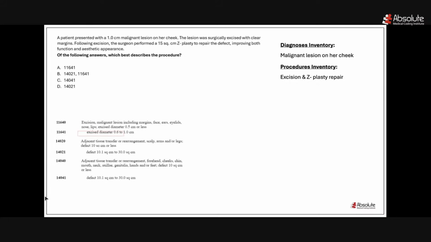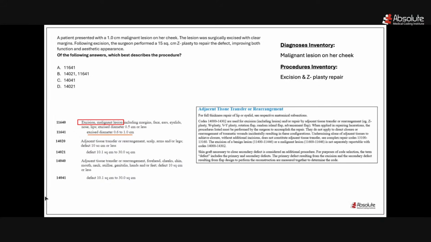Option 11641, that is option A, is coding for excision of a malignant lesion, excised diameter 0.6 centimeter to 1 centimeter. And the guidelines of ATT, or adjacent tissue transfer procedures, state that the excision of benign or malignant lesions is not separately reported with the adjacent tissue transfer codes, right? So that means you cannot code excision procedure codes here. So option A is incorrect.